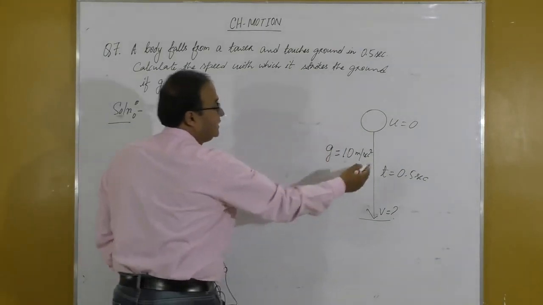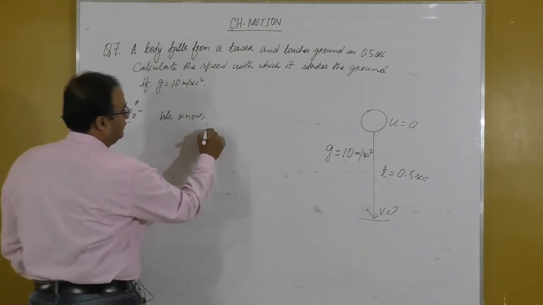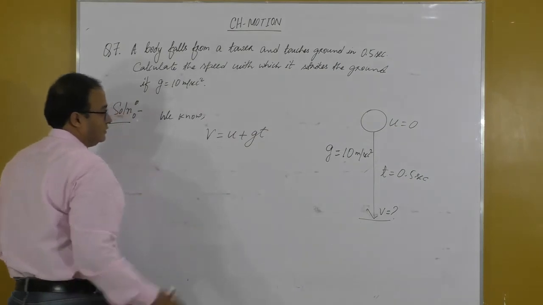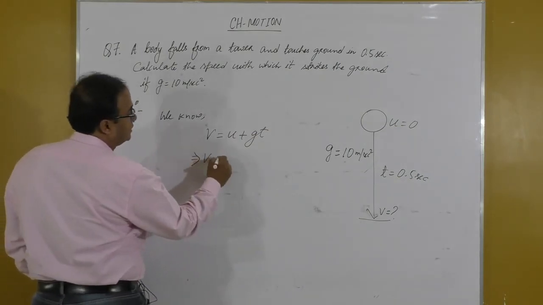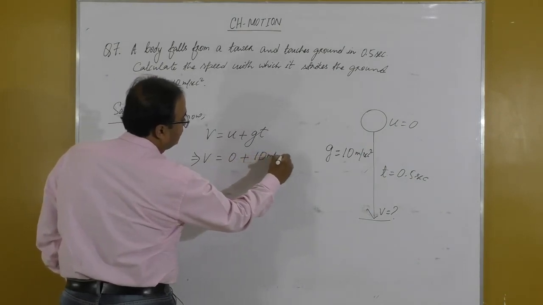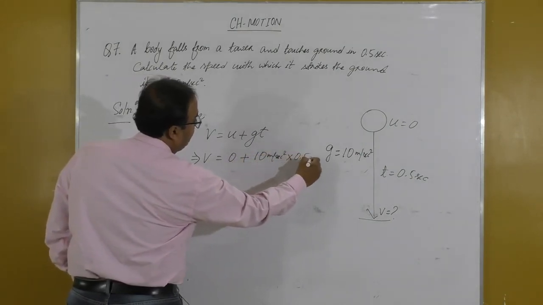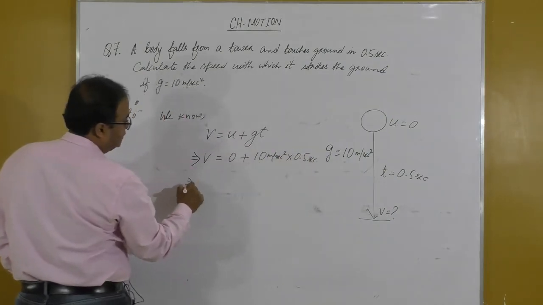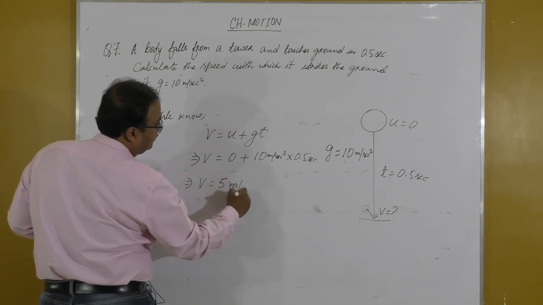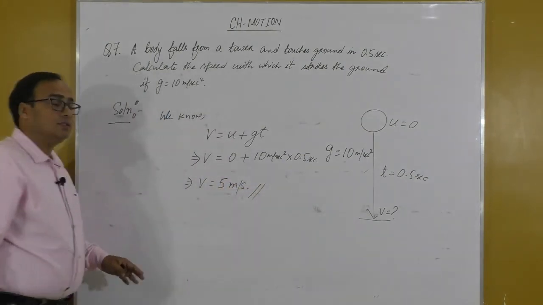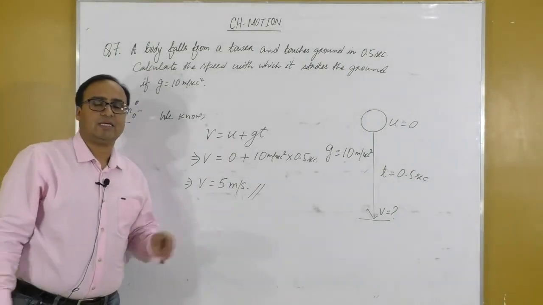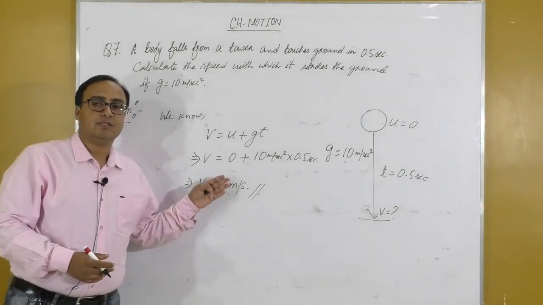What is the equation relating u, v, g, t? v equals u plus gt. So v equals u, which is 0, g is 10 meter per second square, into time 0.5 second. If you multiply, you will get 5, and the unit will be meter per second. So the final velocity we are getting here is 5 meter per second. Simple question. Note down the solution.